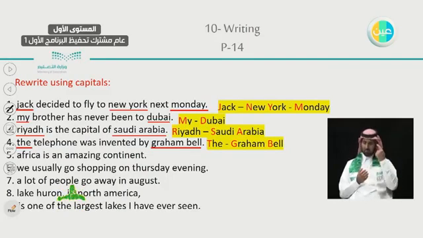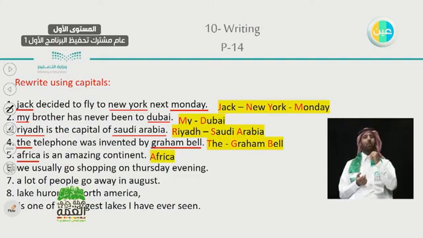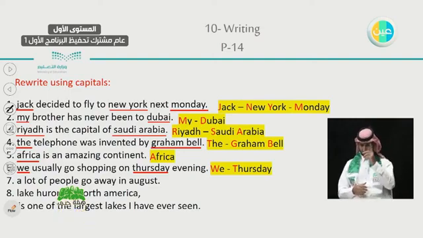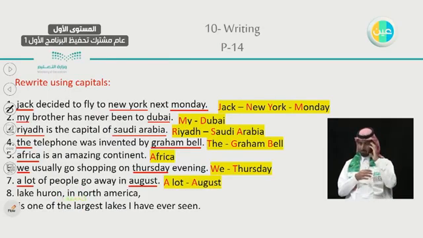Next, Africa is an amazing continent. So, at the beginning of the sentence, Africa, capital A. We usually go shopping on Thursday evening. So, we, at the beginning of the sentence, also we have Thursday, a day of the week. Next, a lot of people go away in August. A lot, the A, and we have August because it is a name of a month.